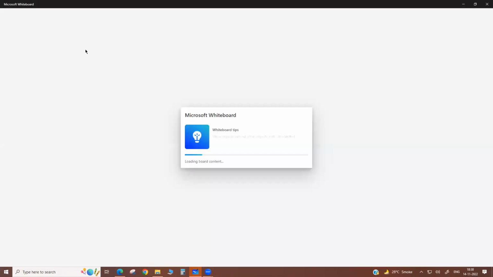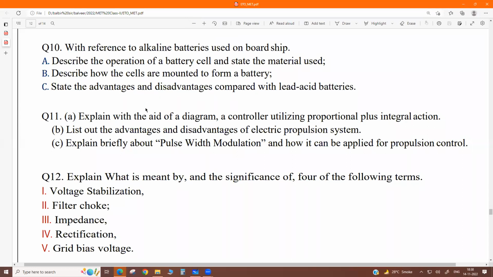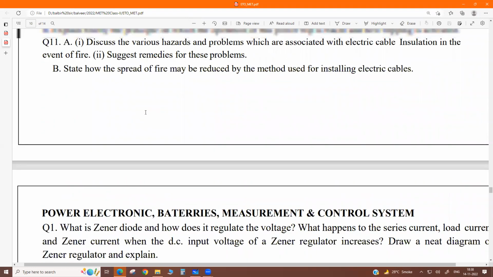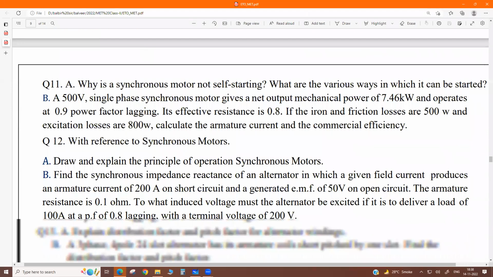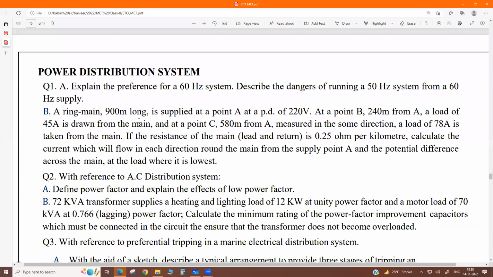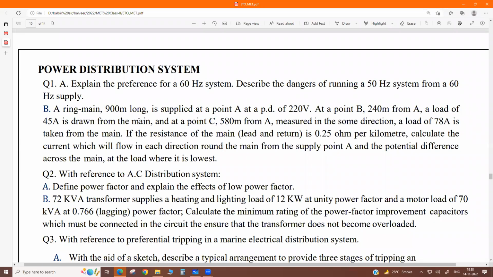Here, just a minute. So see, another question from here, in this is the synchronous motor we have covered. Now power distribution system. Explain the reference for the 60 Hertz system. Describe the danger of running a 50 Hertz system from a 60 Hertz system. Okay, and this main type of questions will not be asked.